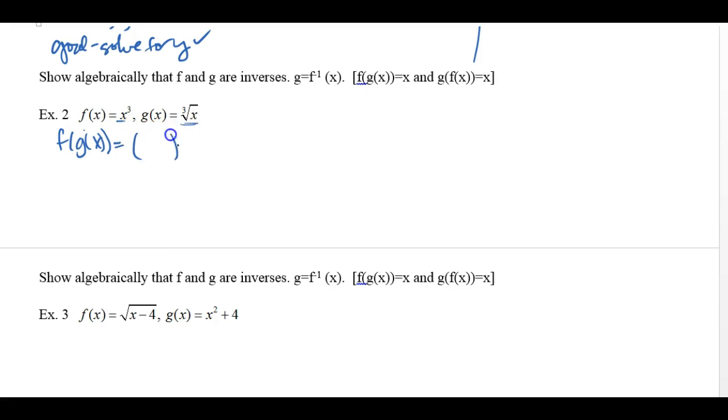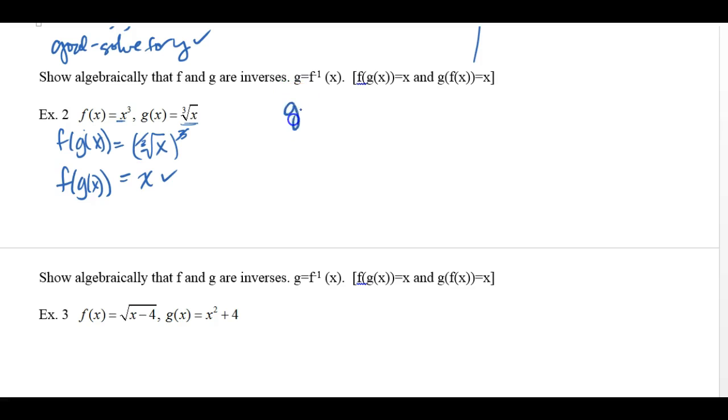So whatever x is, I cube it, right, according to f. So I'm going to take all of this and plug it in. All right, the cube root of x cubed. Well, when the powers match, they cancel out. So I get x, simple enough. f of g of x equals x.